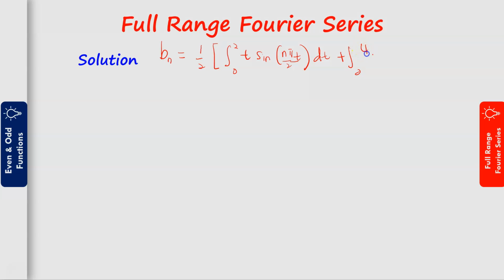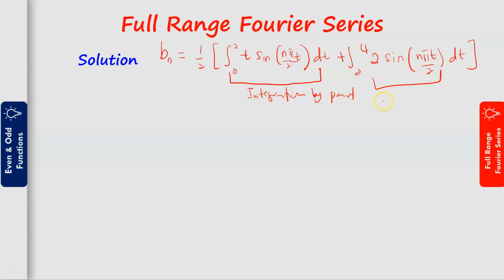integration from 2 to 4, where we have 2 for the function of ft, sine n pi t over 2 dt. So to find bn, you have to solve the integration. Here, you can see the same pattern as a cosine function, and for this part we need to use integration by parts. To solve this part, you can integrate directly.